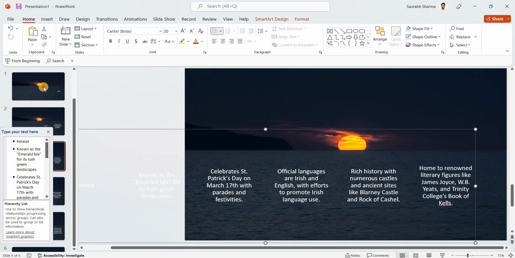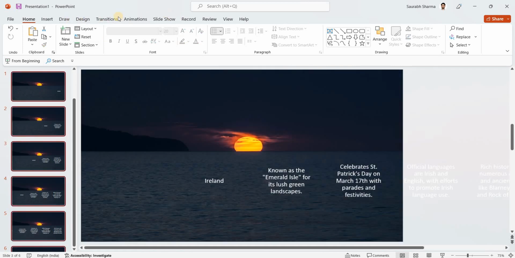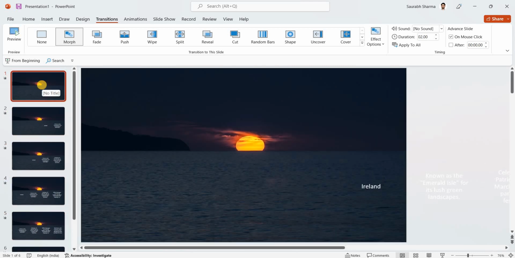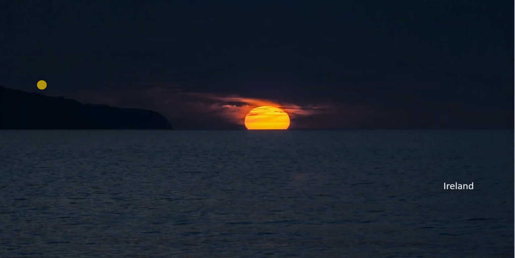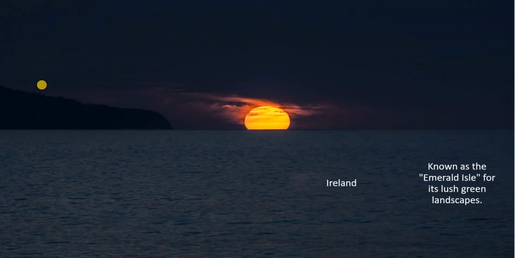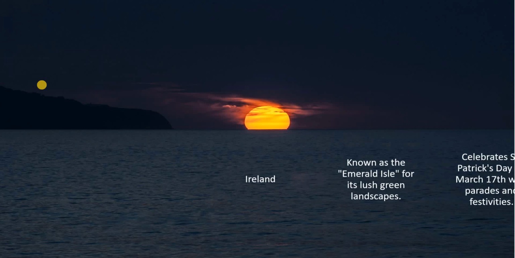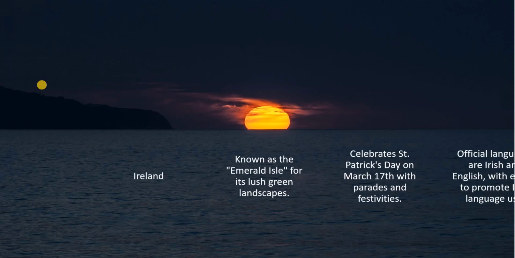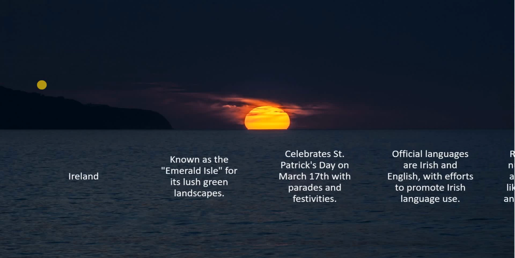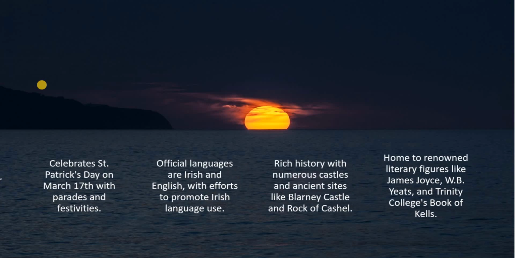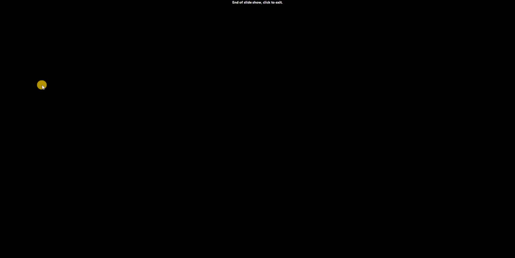Now I'm selecting all my slides and going into Transitions. Then I selected Morph. Now I'm going to the first slide, and now I'm playing this. Now you can see here it is showing the island moving. Now what is the island? Known for its landscape. Celebrates St. Patrick's Day. Official language is Irish. Rich history and castles, and this is all about the slide.